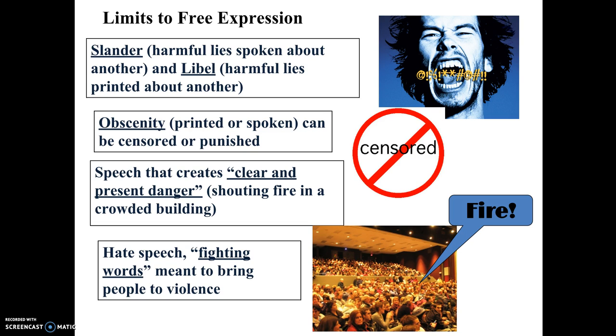And if they press charges against you or somehow want to impose some consequences on you, freedom of speech won't protect you from these things. And these include lying; slander and libel are two specific examples of lying. Language or expression that is considered to be obscene is not protected. Speech that creates a dangerous situation, this is referred to as clear and present danger, is not protected, and speech that brings people to violence or fighting words is also not protected. So make sure you note these examples in your limitations to free expression.